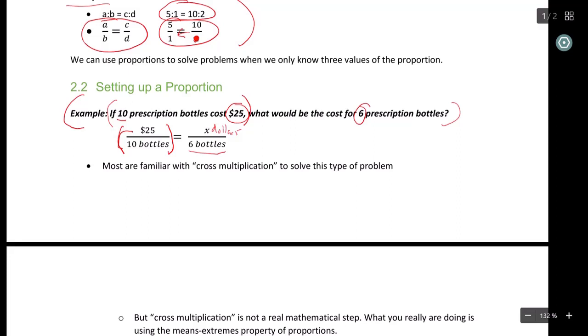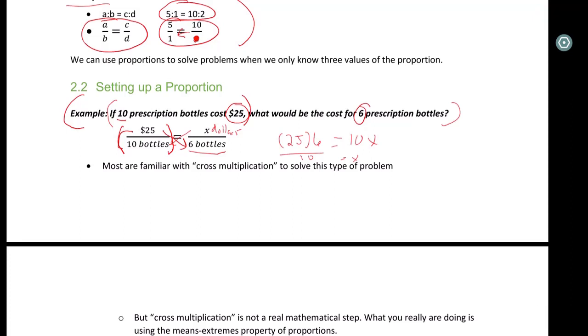This is typically the next step most people do. They cross multiply. So they multiply 25 times 6 and they multiply 10 times x. So they get 25 times 6 equals 10x, and then they solve for x by dividing by 10 over here, and that equals the x.